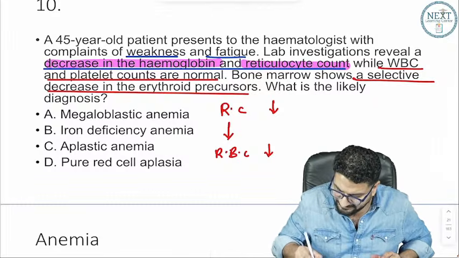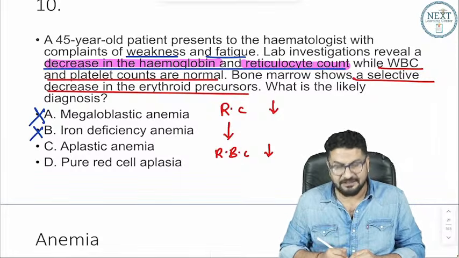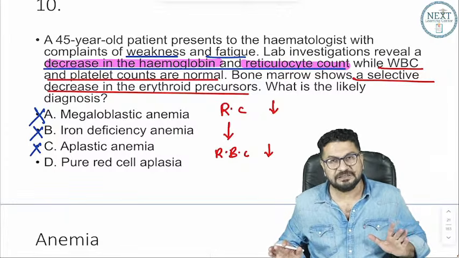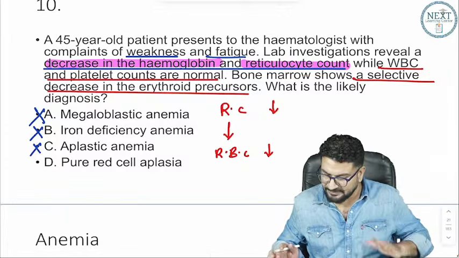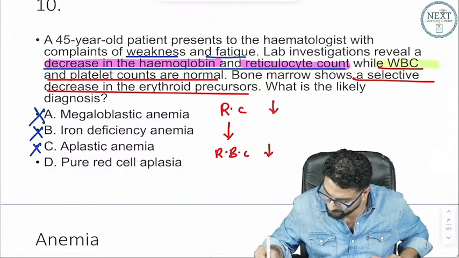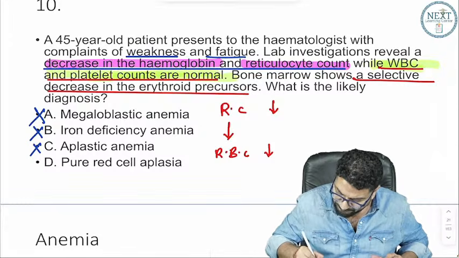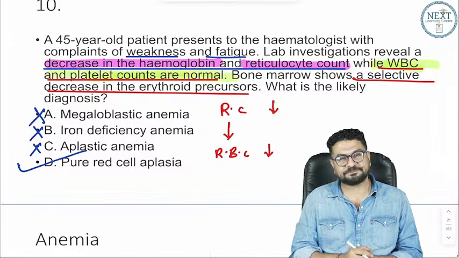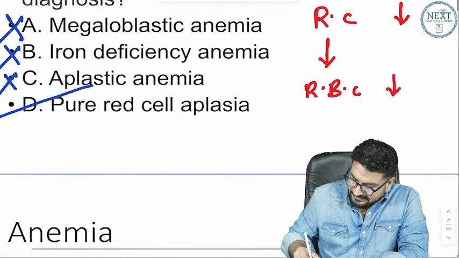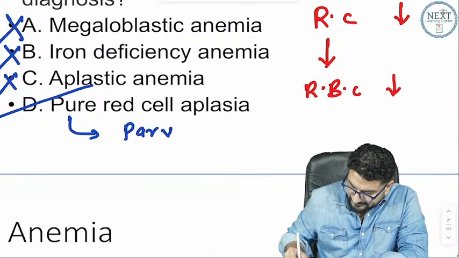It means it is not a megaloblastic anemia. It is not iron deficiency. In aplastic anemia, what will you see? You will see pancytopenia: RBC, WBC, and platelets all low. But here it is written, you can clearly see, WBC and platelets are normal. So it means it's not aplastic. So what do we call this? We call this pure red cell aplasia. Get my point? It is pure red cell aplasia, and just remember, this occurs because of parvovirus B19.